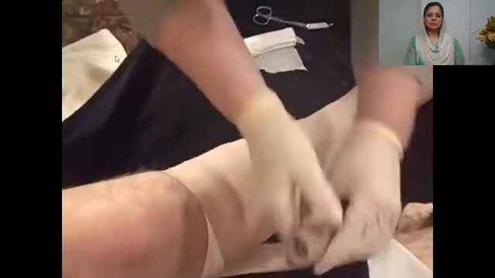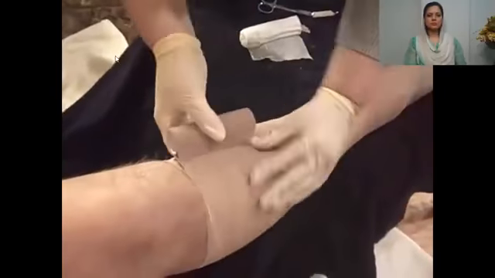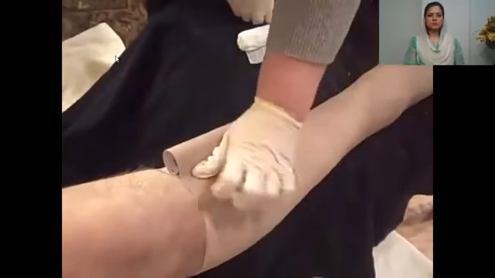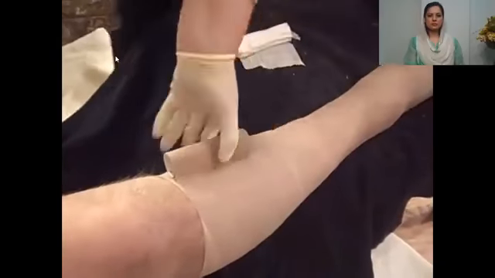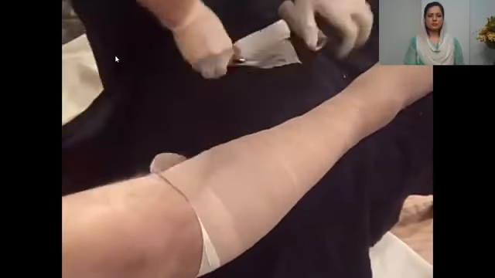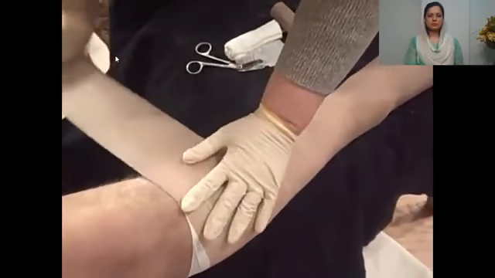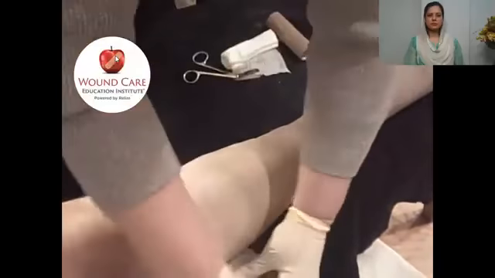Now here's the key. We are going to have excess left over like we typically do with some of these. You don't want to keep wrapping that around because it's like applying a tourniquet. So you're going to cut off the unused portion, and you're going to secure it with tape.